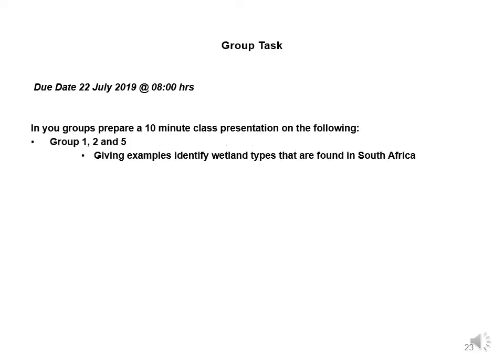Now we go on to the activity that I would like you to do in your groups. This group task is due on the 22nd of July 2019 at 0800 hours during our class time. What I would like you to do is in your groups prepare a 10-minute class presentation on the following: groups 1, 2, and 5, you have to identify wetland types that are found in South Africa, giving examples. And groups 3 and 4, you look at the importance or values of wetlands.